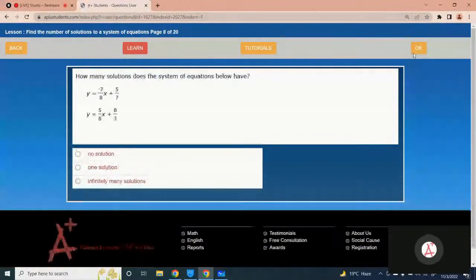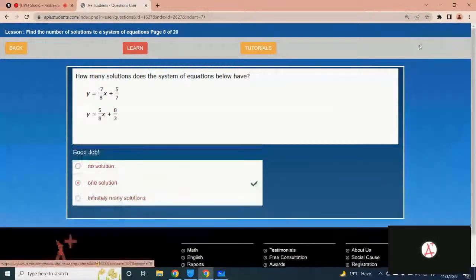Okay, how many solutions does the system of equations below have? Both of them have different slopes. Got it? So when the system has different slopes, that means the system has one solution. So this system has one solution. Just select the correct option and click on the okay button.